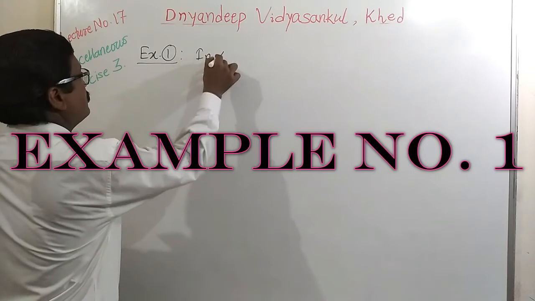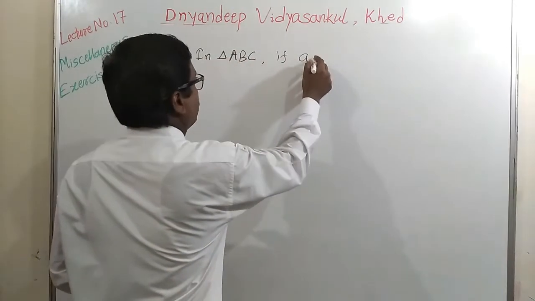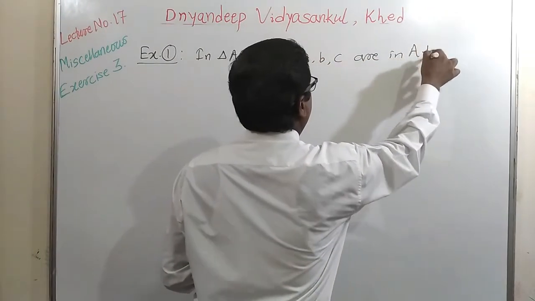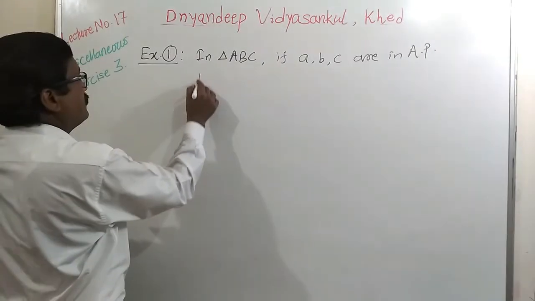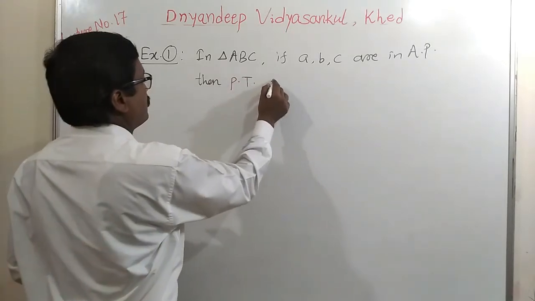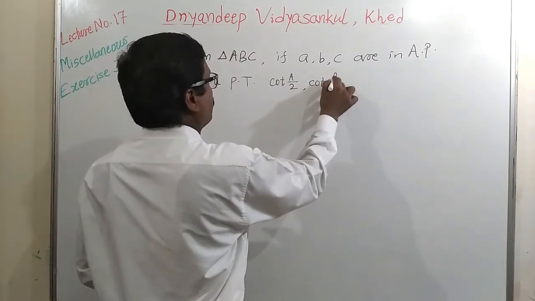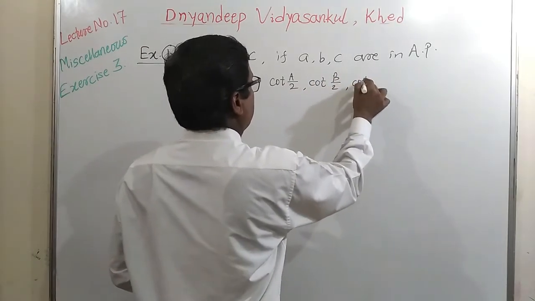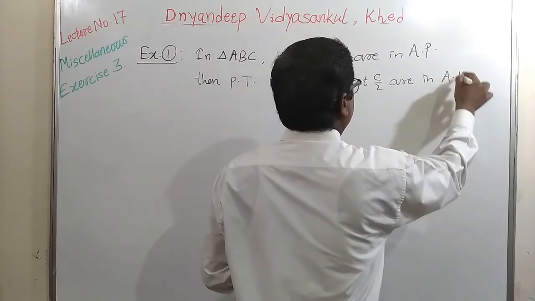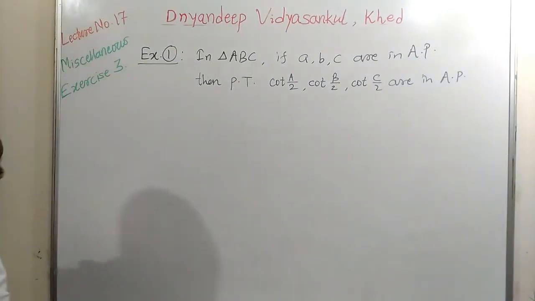In triangle ABC, if A, B, C are in AP, then prove that cot A by 2, cot B by 2, cot C by 2 are in AP. Okay, let us see the solution.